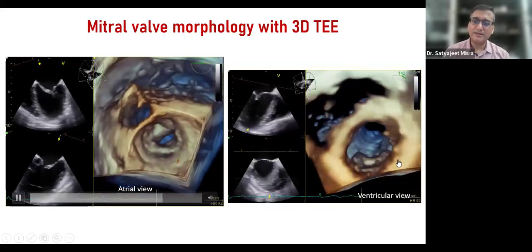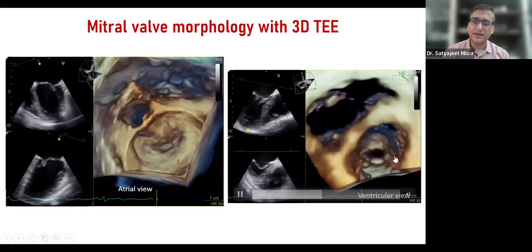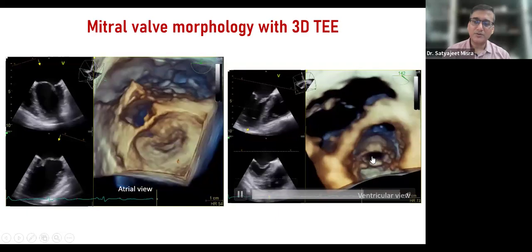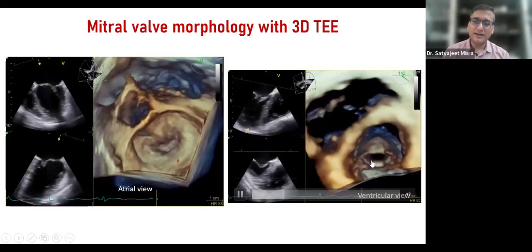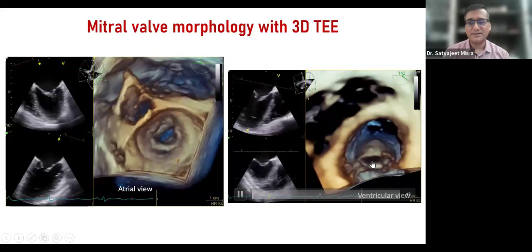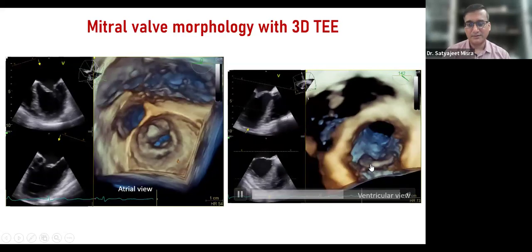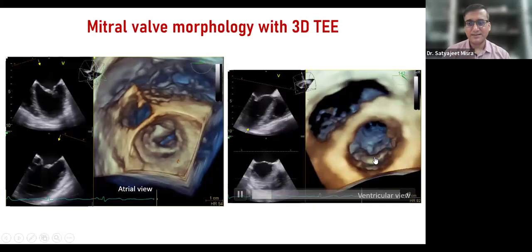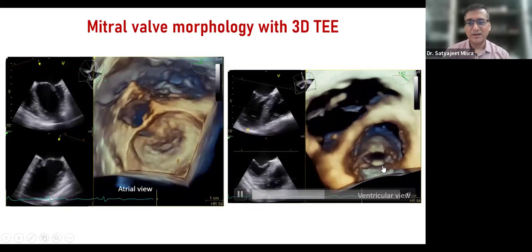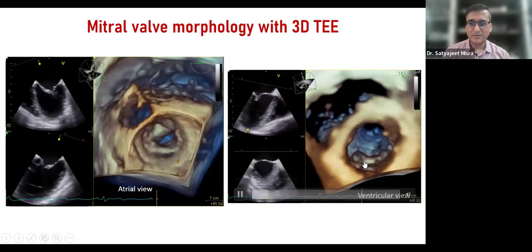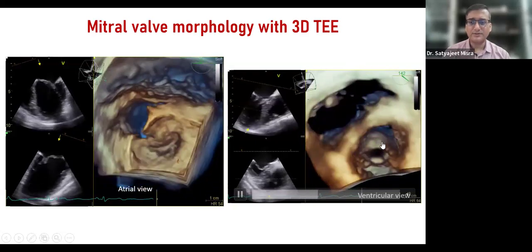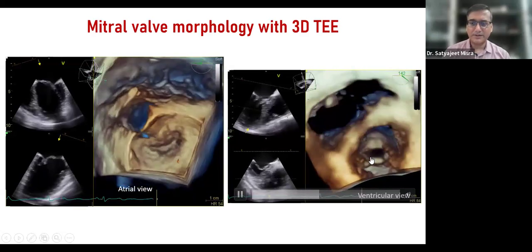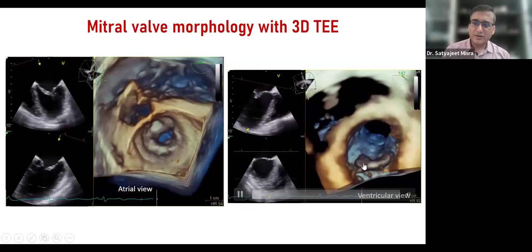From the second picture on the right, you can appreciate the fish mouth appearance, where the commissures are almost fused, and there's only a narrow orifice through which the entire inflow to the LV is presented, and that is the reason for the gradients across the mitral valve. That becomes exaggerated in patients with increased blood volume, as in pregnancy. Once you see this, you can totally understand the hemodynamics of the mitral valve in patients with MS.